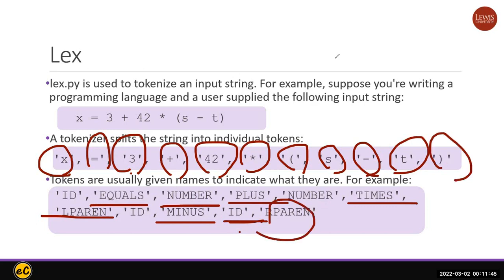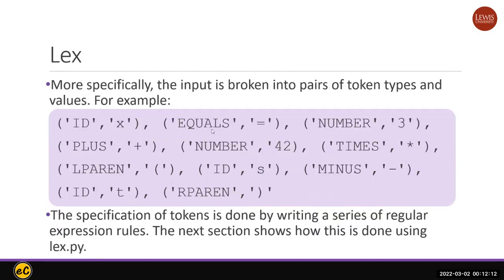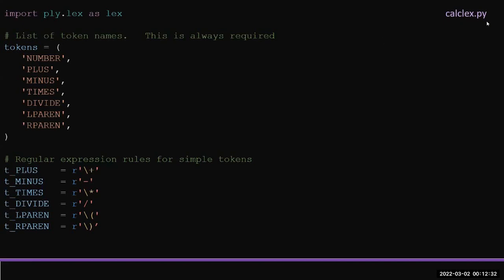So here are the token types and the tokens. The goal of this lecture is breaking down this statement into tokens and also the token types. In the middle is the token, lower is the token type. So we break it down into tuples of token and token type. This is the purpose of lex.py. The following example shows lex.py being used to write a simple tokenizer. Let's look at it. This one is called calculator.lex.py.